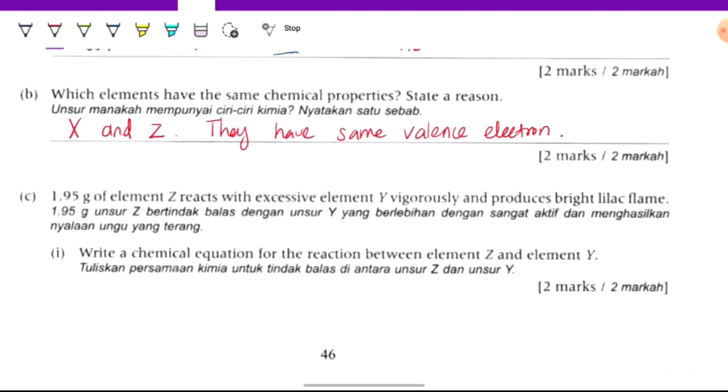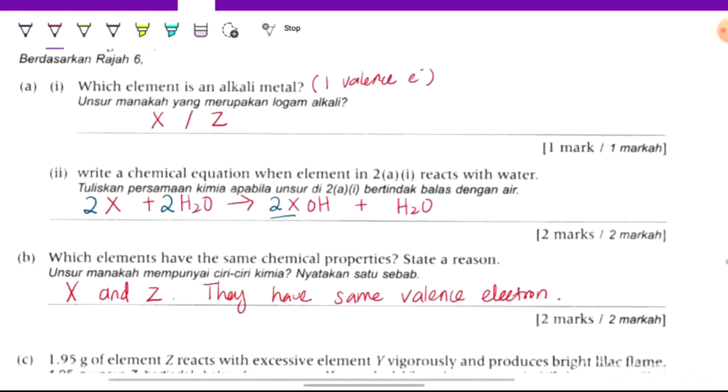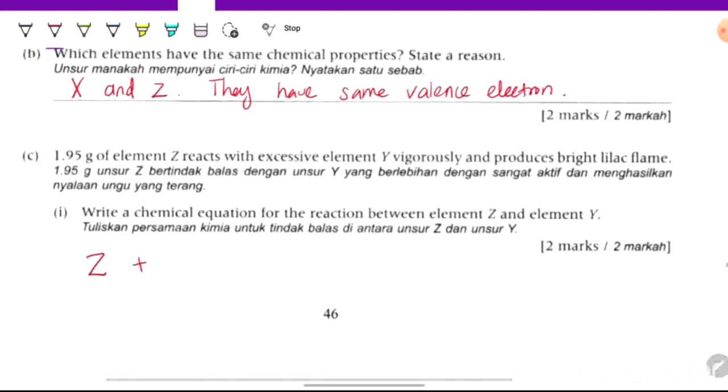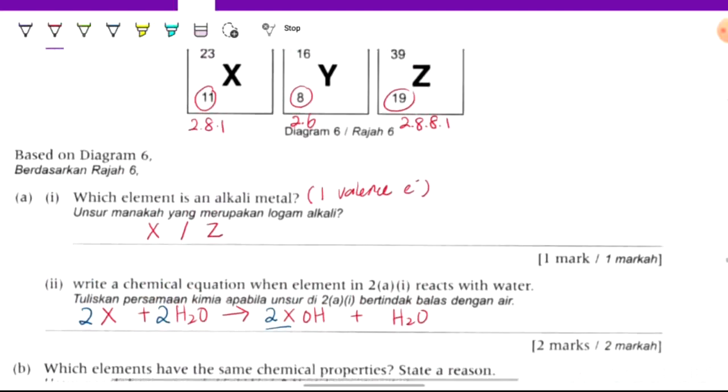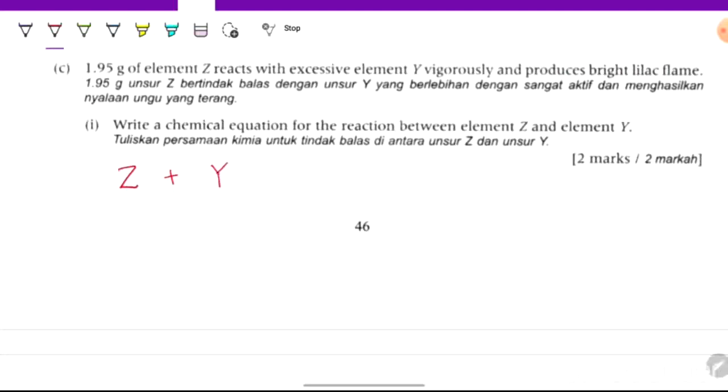C. 1.95 gram of element Z reacts with Y in excess and the product produces a bright lilac flame. Write a chemical equation for the reaction. Here Z is actually potassium, the metal. Z reacts with Y. Y, 2, 6, is actually oxygen. Oxygen is a diatomic, Y2. So it will produce the metal oxide.